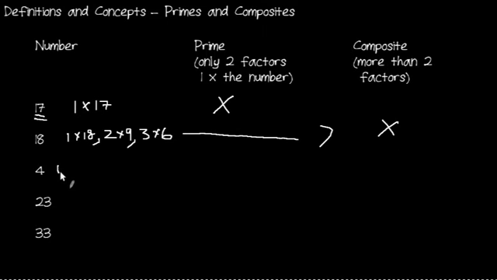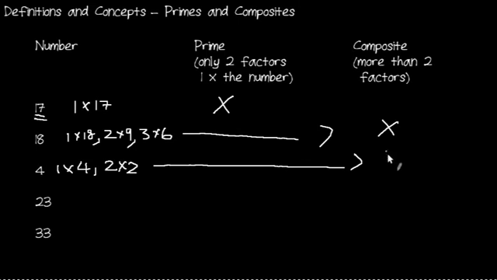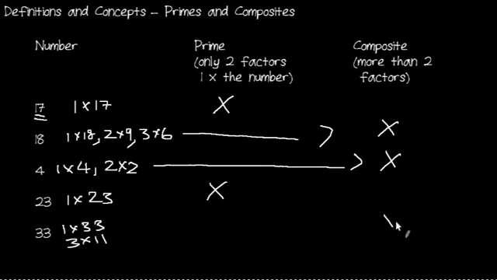4. Well, 4 has 1 times 4, but it also has 2 times 2. And of course, because 18 and 4 are even, we could have straight away said that they were composite, because we know that all even numbers except for 2 are in fact composite. 23, 1 times 23. Any other factors? No, so that is also prime. What about 33? 1 times 33. And well, it also has 3 times 11. So that one is in fact composite.